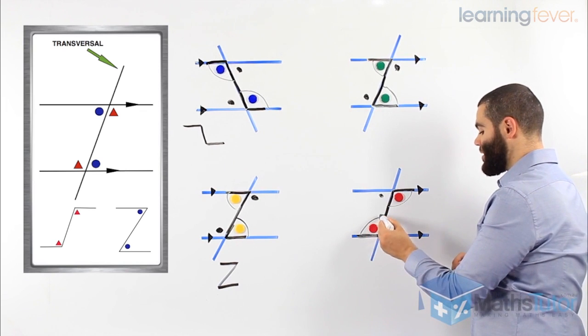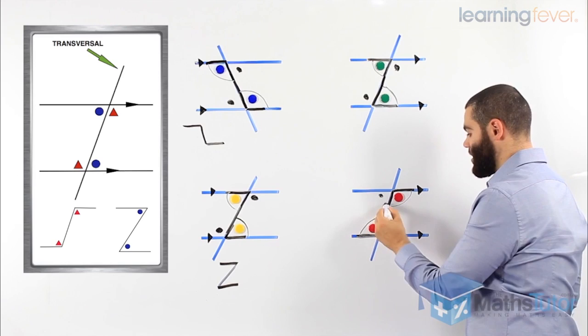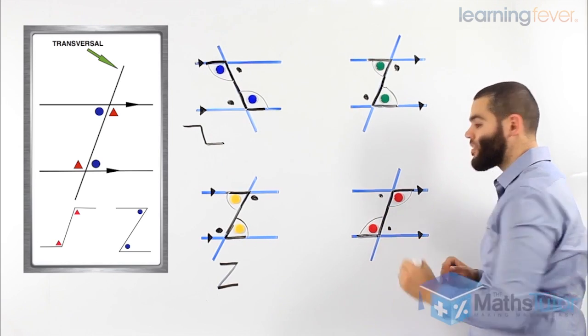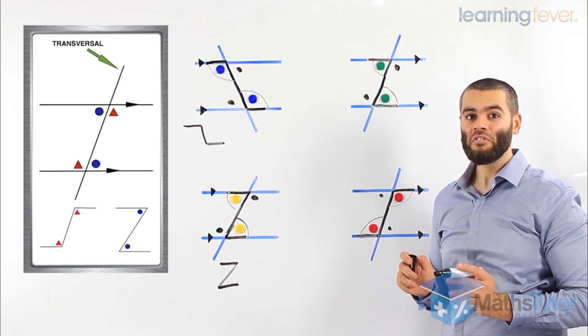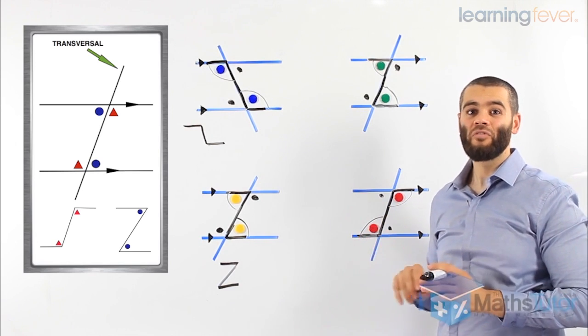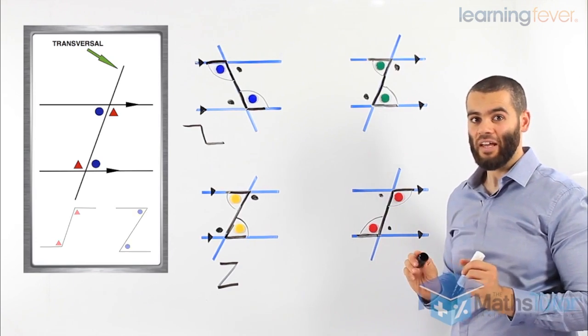So if this was 120, this one will be 120. If this was 60, this one will also be 60. So that's how we identify alternate angles. We're going to use this now to find missing angles in the next couple of examples using alternate angles.